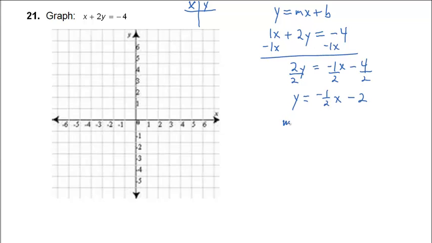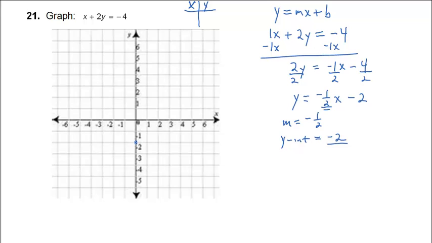So my slope is -1/2. That's the number or the coefficient of x. And my y-intercept, which is always my starting point, is at -2. So I'm going to go ahead and plot the point -2 on the y-axis.